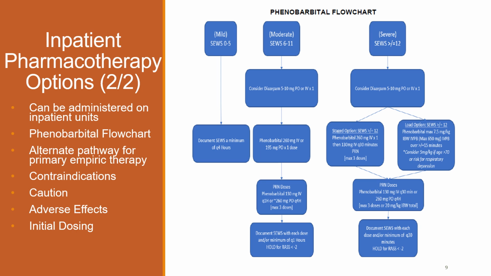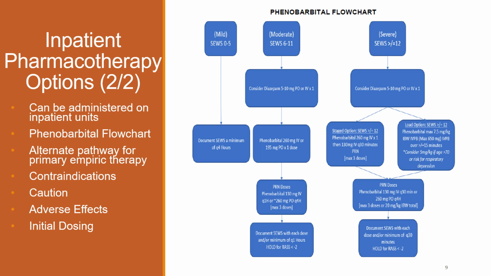Here's an example of the phenobarbital flowchart. This is in Attachment C of the SOP if you want to refer to that. And this has been added as an alternate primary pathway for empiric therapy for patients at high risk for complicated withdrawal, or as backup therapy for patients with benzodiazepine-resistant alcohol withdrawal.